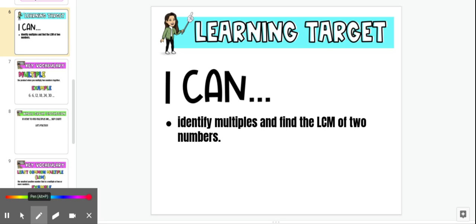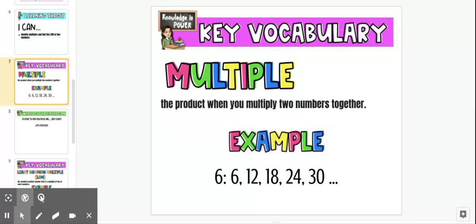In this video, we are going to be talking about identifying multiples and finding the LCM of two numbers. So some things we need to know are the word multiples and what that means, and what does LCM mean. So first, multiples. Multiples are the product when you multiply two numbers together.